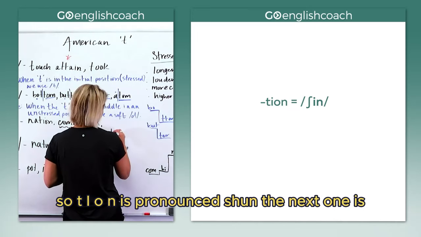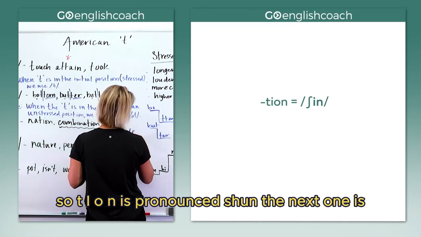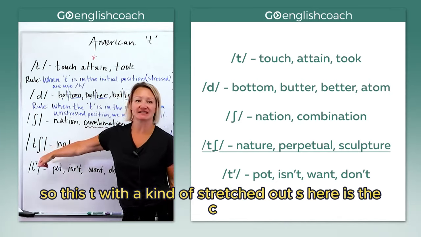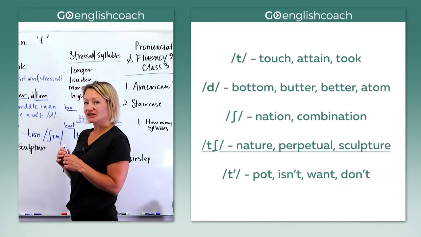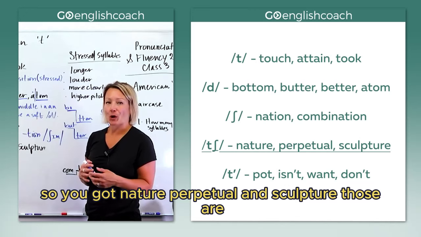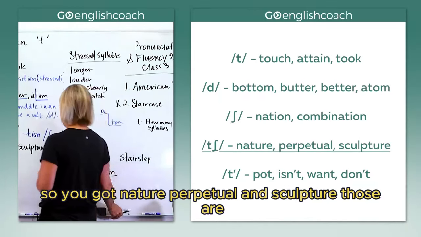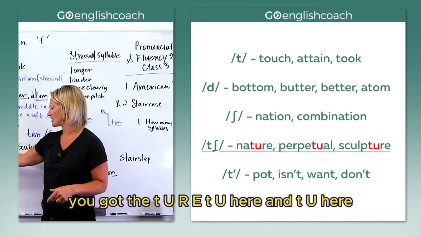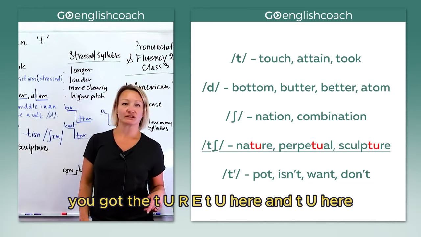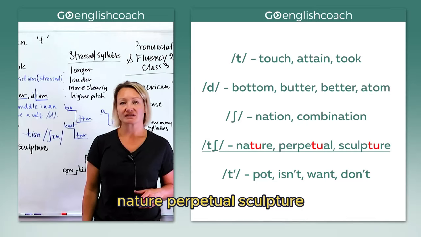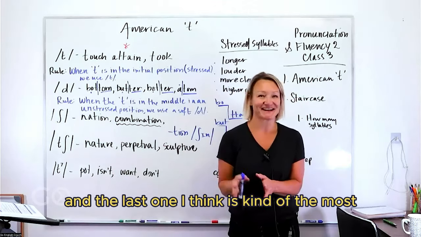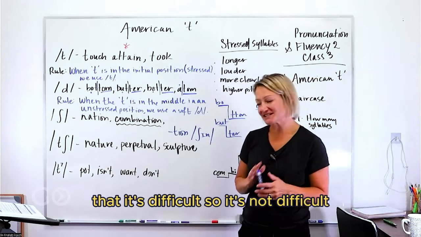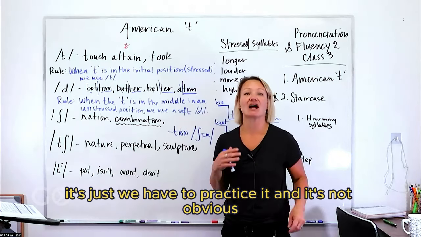So T-I-O-N is pronounced shin. The next one is ch. So this T with this kind of stretched out S here is the C-H sound in English. Ch, ch, okay. So we've got nature, perpetual, and sculpture. Notice the spelling of those. You've got the T-U-R-E, T-U here, and T-U here. Nature, perpetual, sculpture. And the last one I think is the most, I don't want to say difficult because then that'll get it in your head that it's difficult. So it's not difficult. It's just we have to practice it and it's not obvious, okay?